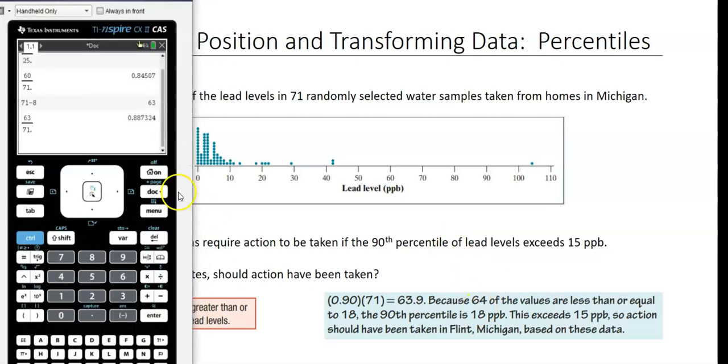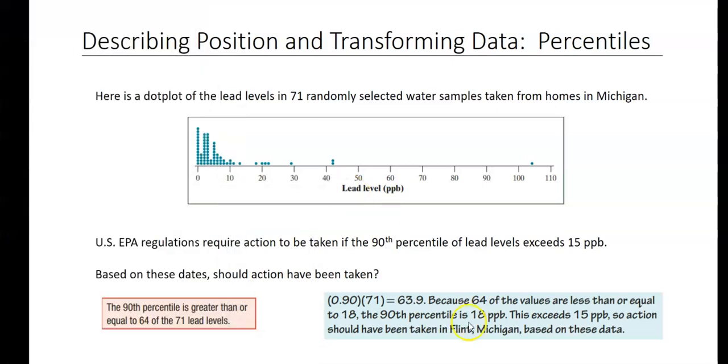I got to get back into percentile mode. So they did 0.9 times 71, right? Because that's going to be where the 90th percentile is. Oh, I like that. So 63.9, so 64, because 64 of the values are less than or equal to 18, the 90th percentile is 18 ppb.